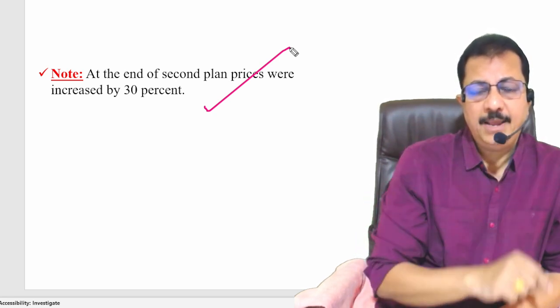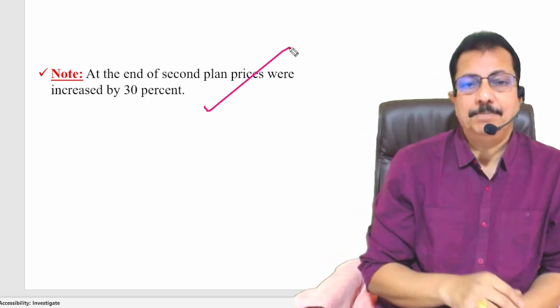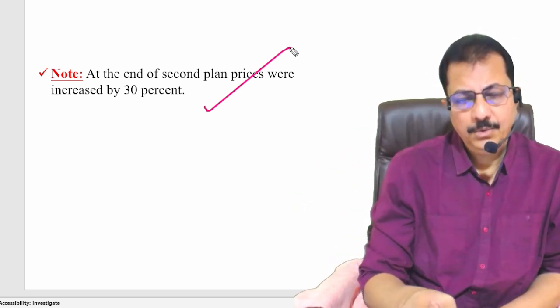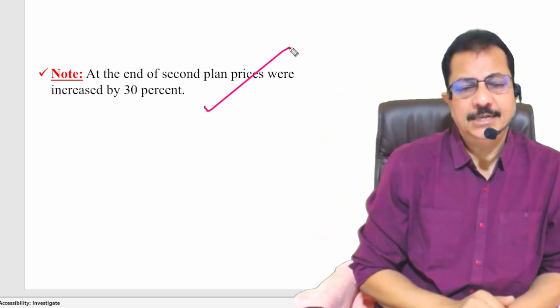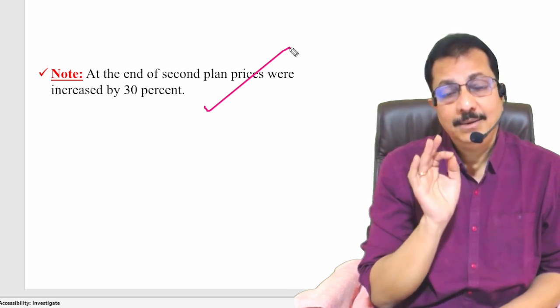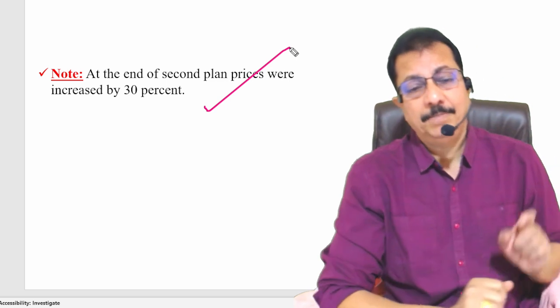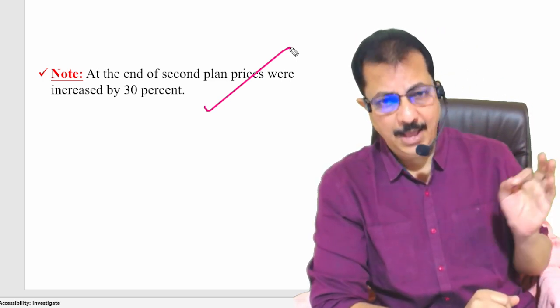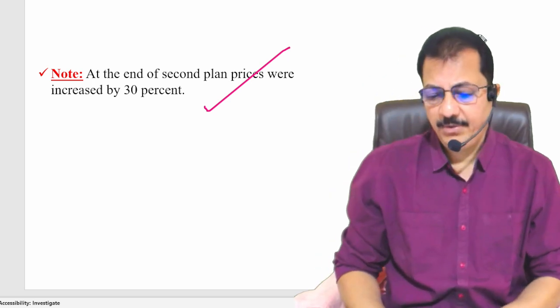In the first year plan, what happened? Supply was more than demand. That is the reason why there was a price reduction. Now there is inflation. There is a price increase. That is because demand is more than supply. Supply is less because our agriculture got affected. Clear? Very, very important point.